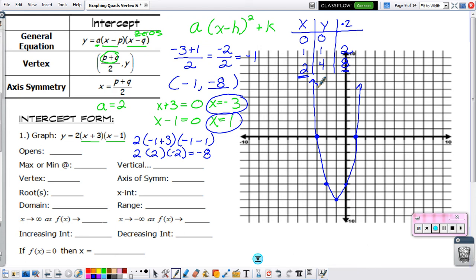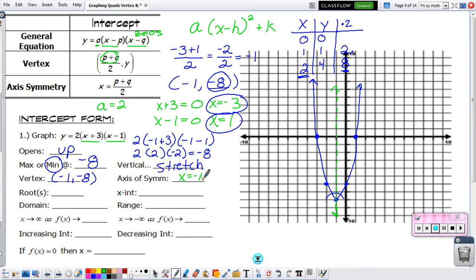Looking at our graph, let's answer some questions. A value is positive, so we open up. Since we open up, we have a minimum, okay? And the minimum here is at negative 8. That's our y value for our vertex. Since our a value is 2, we have a stretch. Our vertex is negative 1, negative 8. Still have an axis of symmetry, all quadratics will. It is that vertical line that goes through that vertex. So it's at x equals negative 1.